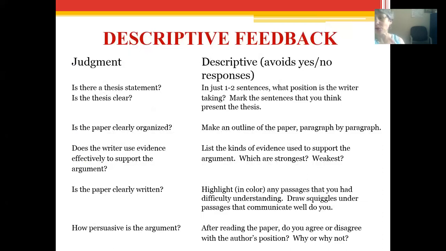Show me where there are problems with the organization, where things don't seem to be in the correct order. Instead of asking if the writer uses evidence, list the kinds of evidence. Which ones are the strongest? Which ones are the weakest? In terms of strongest and weakest, usually we think of that as the most convincing, the least convincing.